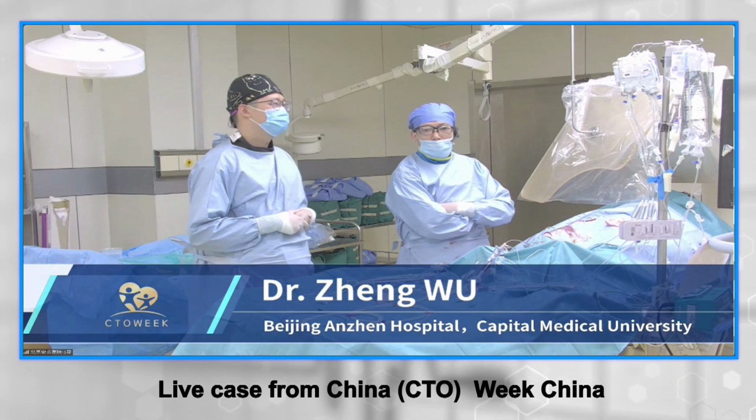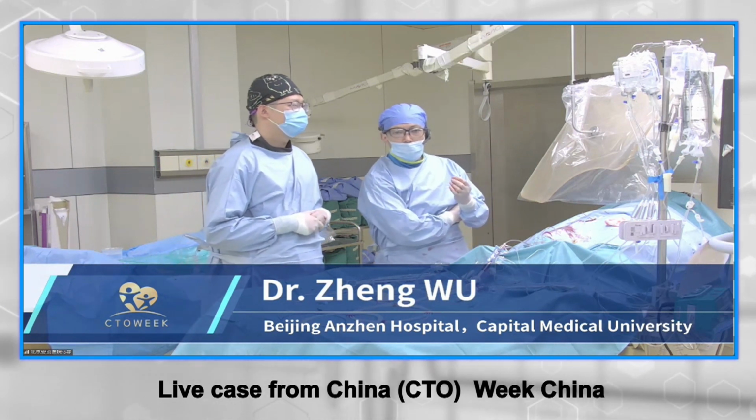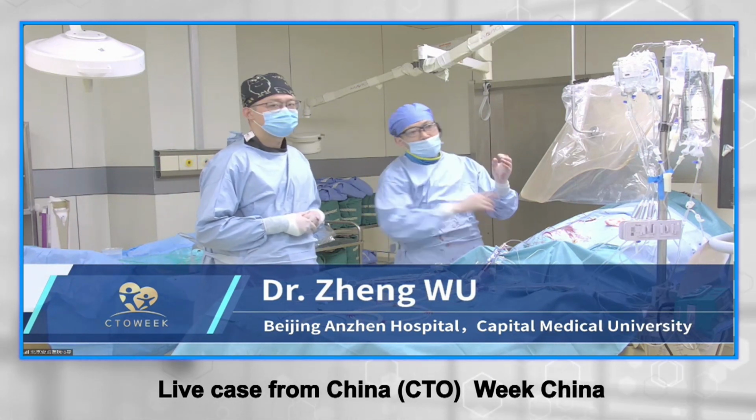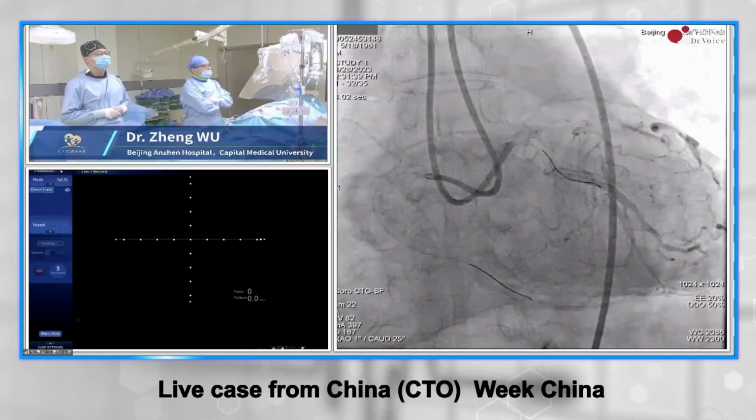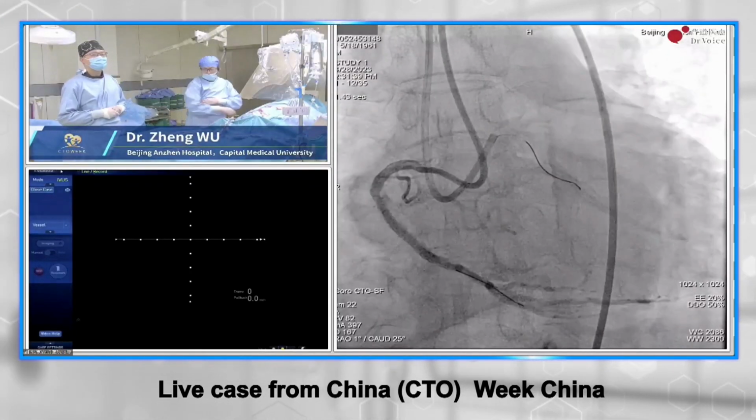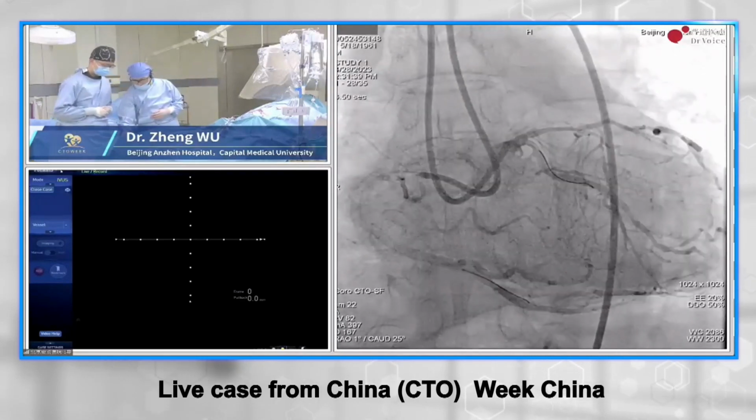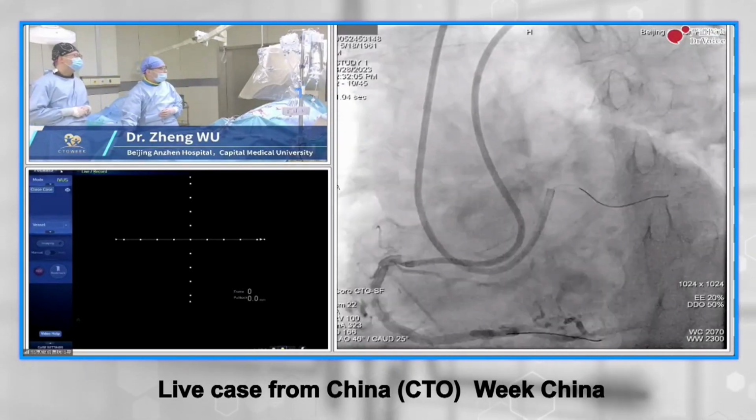And I can show you the angiogram today. Great, we'd love to see that. Can you see the angiogram on the screen? Yes, we can see it very clearly. Very nice images.